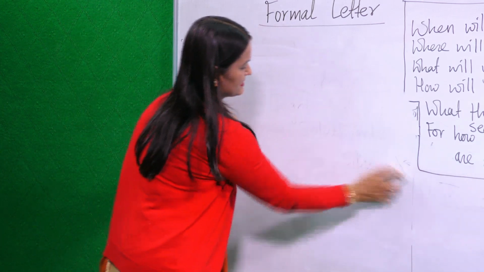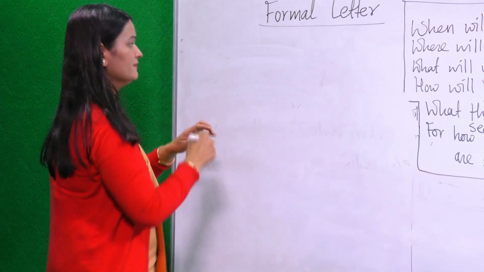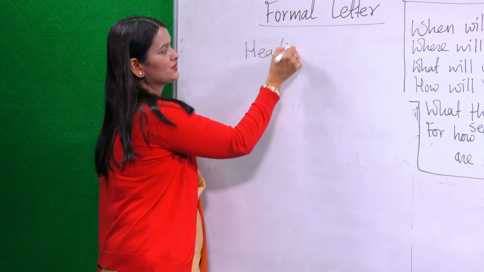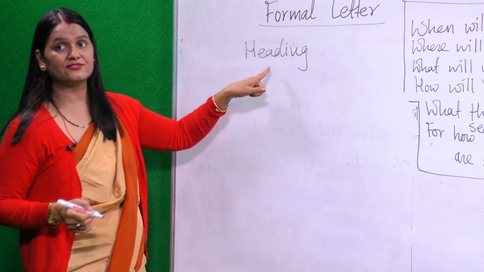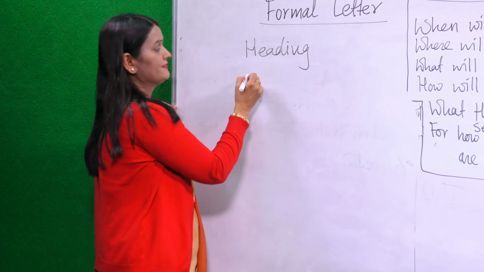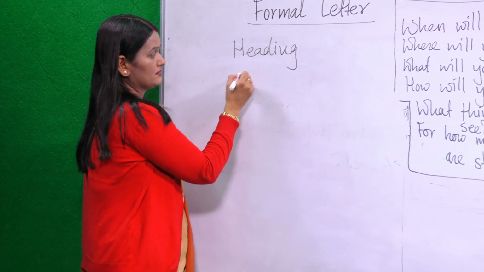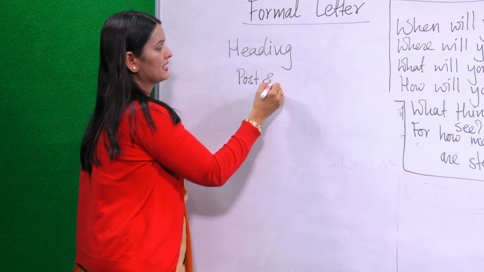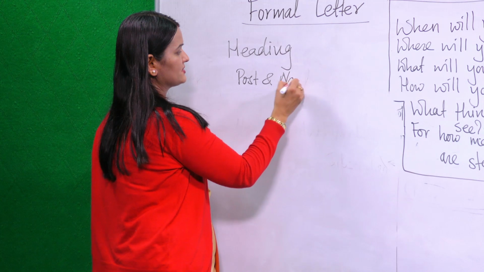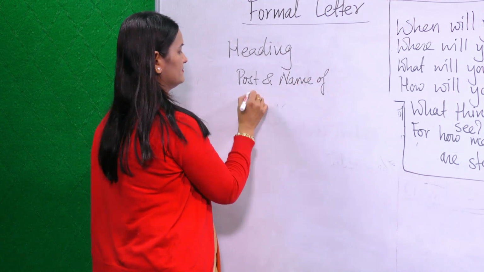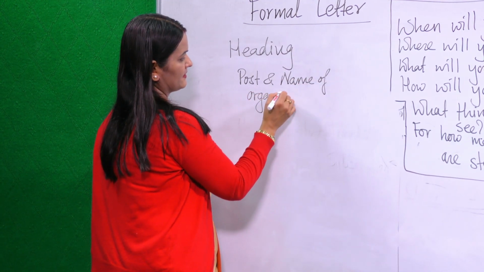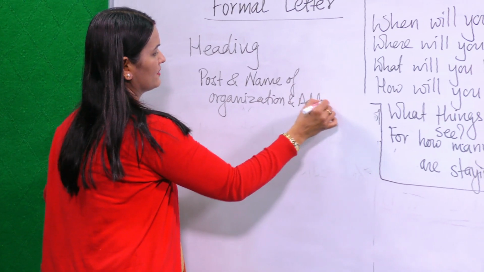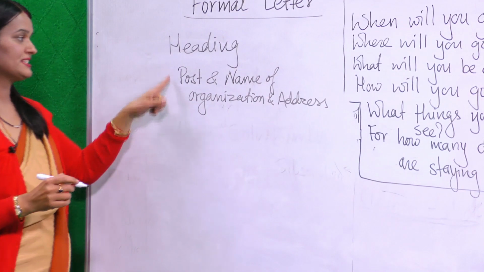So what are the parts of this format of letter writing? First one is heading. In heading, what are you writing? You are writing address and date. Then after, you will write the post and address, name of organization, and address. You will write about the receiver, okay?